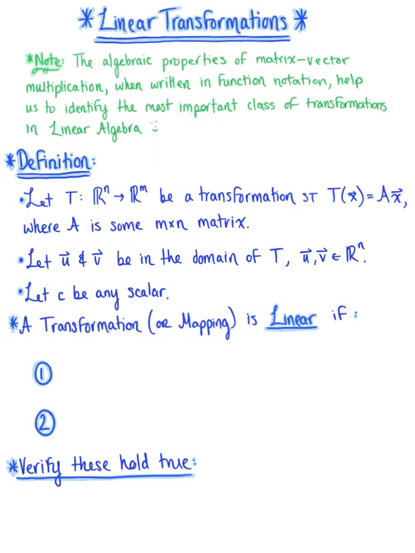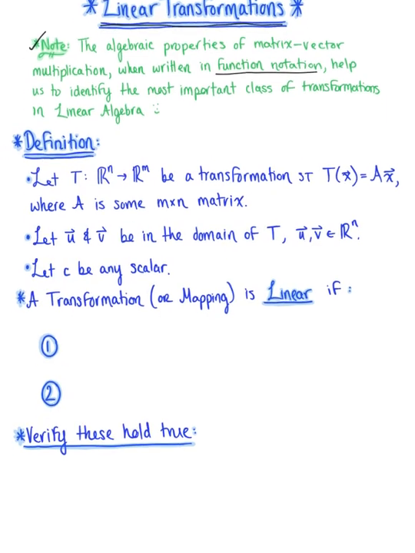So now that we have established an understanding of general transformations as well as matrix transformations, we are officially ready for linear transformations. Now I want you to note that the algebraic properties of matrix vector multiplication, so that matrix A times vector x, when we write this in function notation, this helps us to identify the most important class of transformations in linear algebra, the linear transformation.